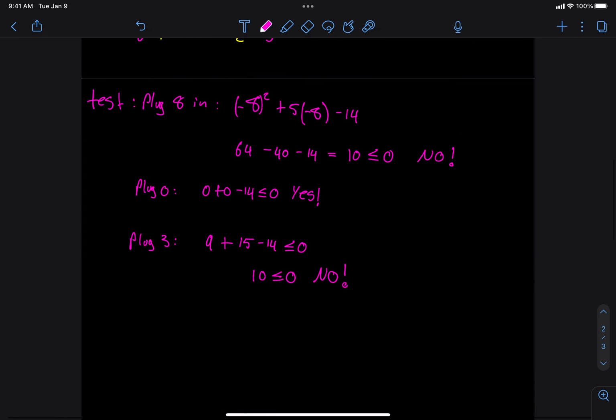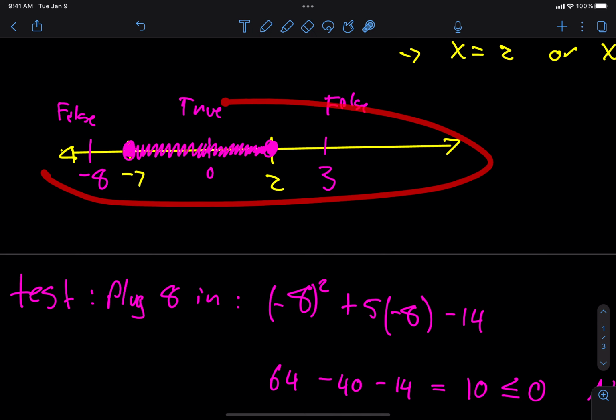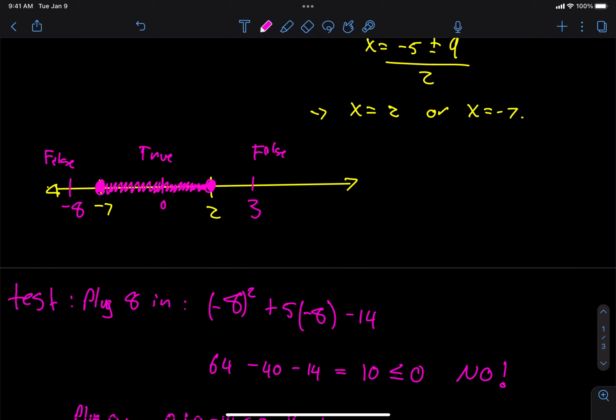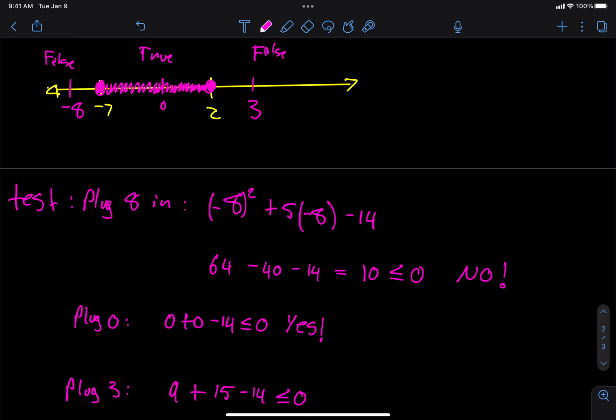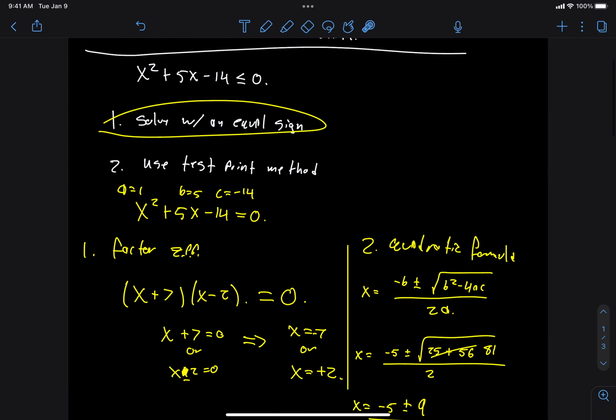And finally, I need to give my solution set in interval notation. Now, the solution set is of course all of the numbers that make the inequality true. And I'm supposed to do it using interval notation. So how do I convert this graph into interval notation? What will I get? Yeah, negative 7, 2 in brackets. Very good. I use brackets because I have closed dots. And all of the numbers in between negative 7 and 2, if I plug them into this inequality, it will be true. That was our goal.